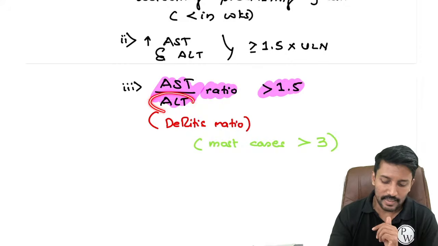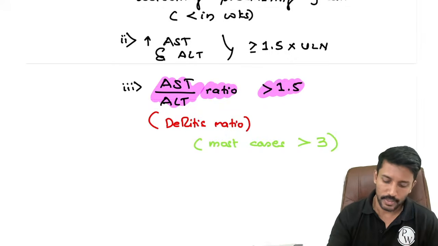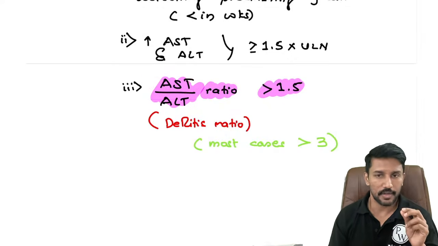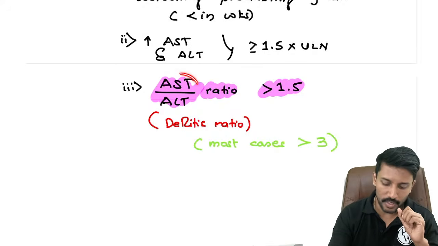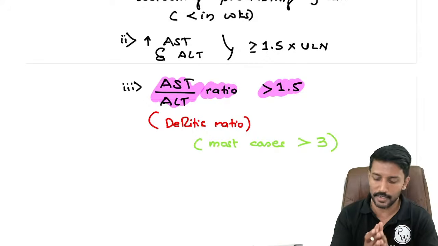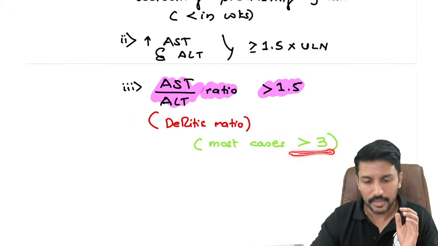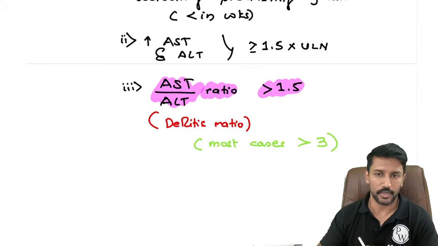Second, ALT is a cytosolic enzyme, means it is expressed inside the cytoplasm, while AST is expressed in the mitochondria, and alcohol is a mitochondrial toxin. It causes mitochondrial injury. So AST will be much more profoundly released. So if I have AST by ALT ratio more than 3, it is highly suggestive of alcoholic hepatitis. It is a NEET PG MCQ point, right?